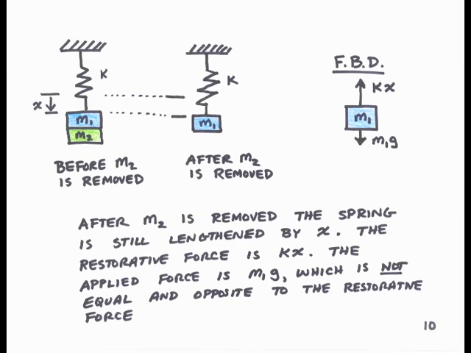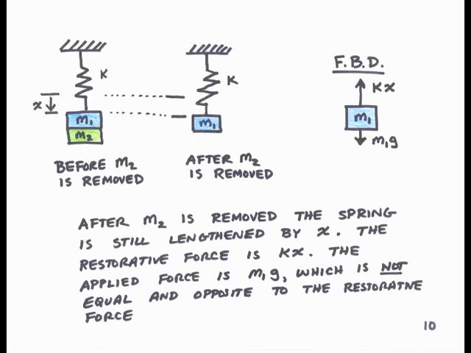And now our free body diagram is as follows. We have kx as the force acting upward and M1g acting downward, M1g being the weight of mass M1. Of course, k times x acting upward is equal to M1 plus M2 times g. So we do not have equilibrium. But more importantly, you see the restorative force is kx, and the applied force is M1g. So the applied force is not the same as the restorative force.